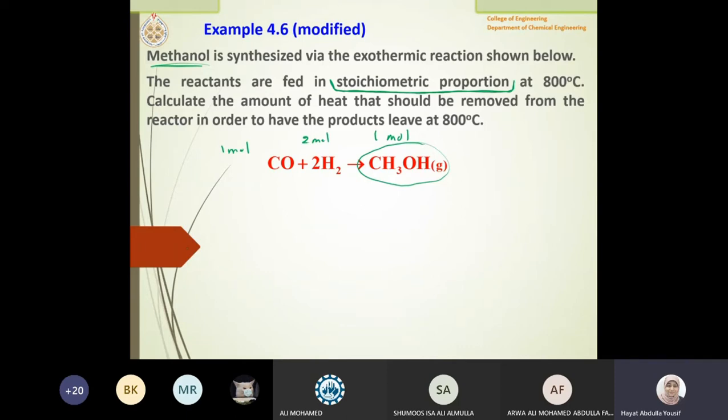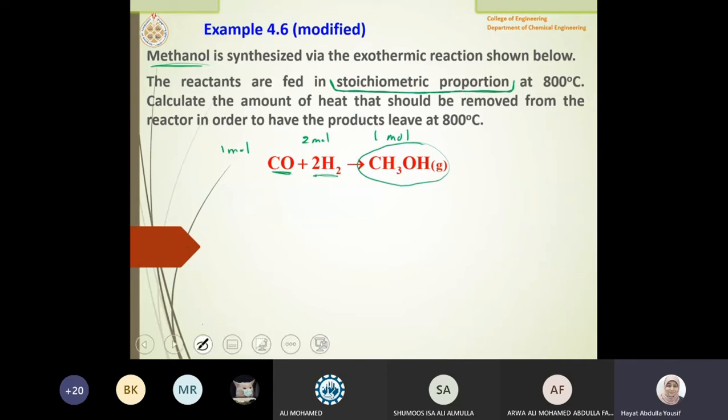You will not need it because we don't have percentage excess or percentage conversion, nothing of those in this example. Life is easy here because I have the reactants fed in stoichiometric proportion, which means based on what I have in the stoichiometry. If it's written 1, I have 1 mole. If that is 2, I have 2 moles reacted. If that is 1, 1 mole produced. This is what stoichiometric proportion means.